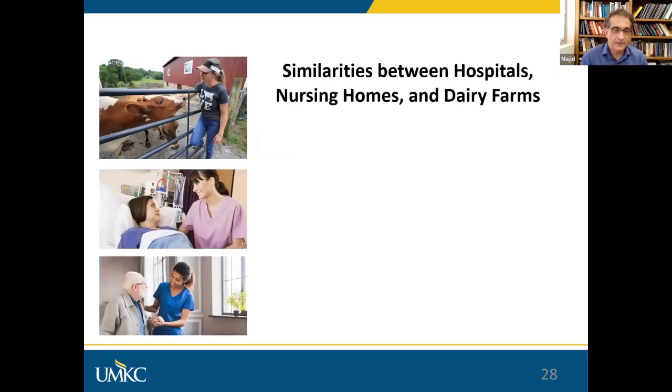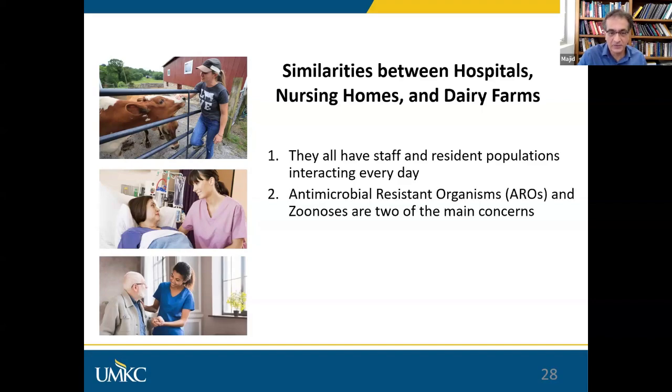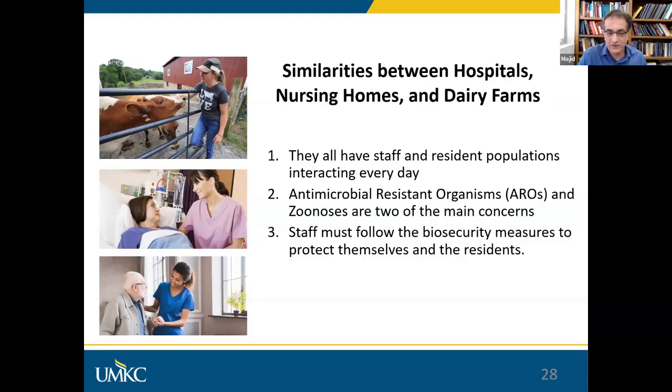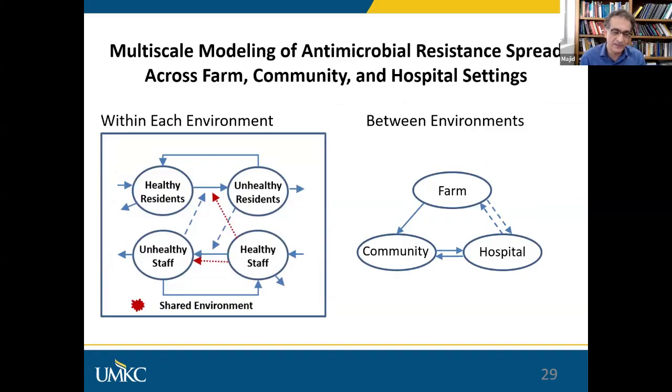If we look at all these sectors, farms, hospitals, nursing homes, there are big similarities between all of these sectors, which can give us the hope to have a One Health modeling that can include all of these sectors. If we look at it, they all have staff and resident populations. Antimicrobial resistant organisms are present in all of these. Staff must follow certain biosecurity measures to prevent outbreaks or other cases that can happen. And the shared environment can be a reservoir of infection for all of these cases. So if these environments or these sectors have so many similarities, why don't we put them all together and try a modeling in the form that we see here?